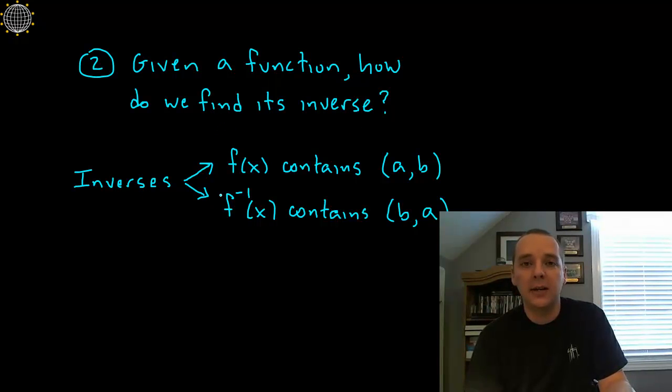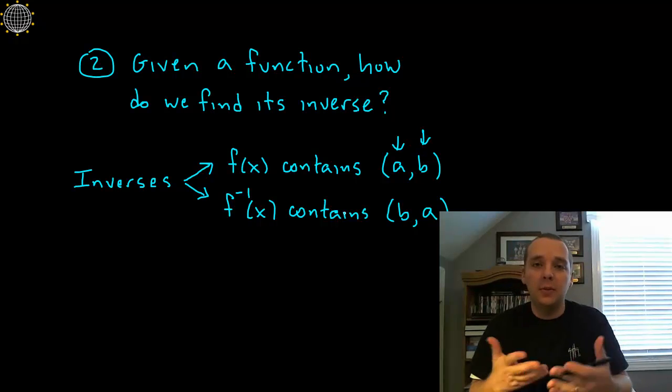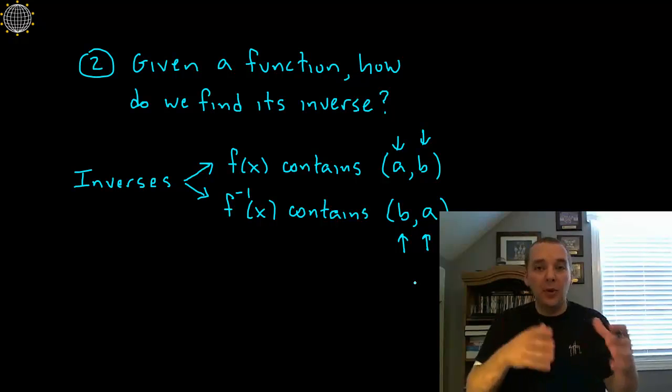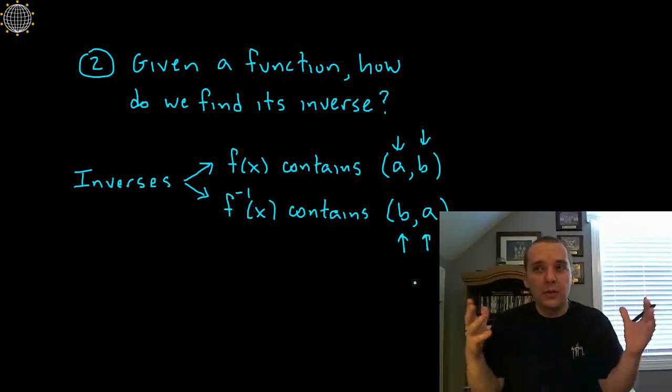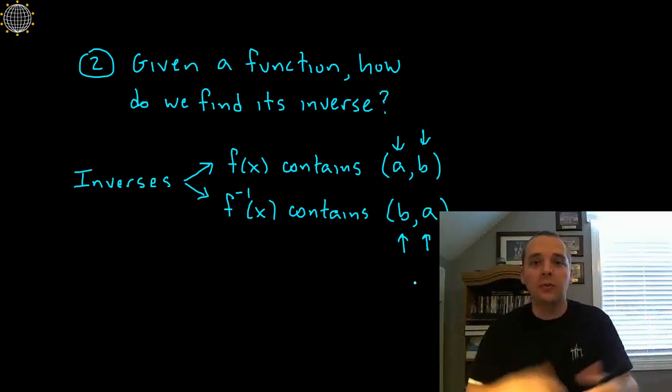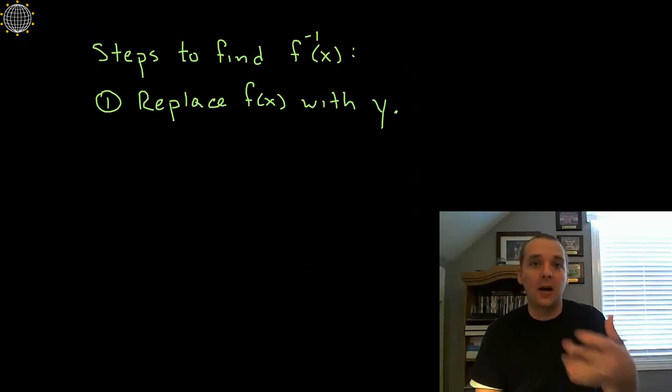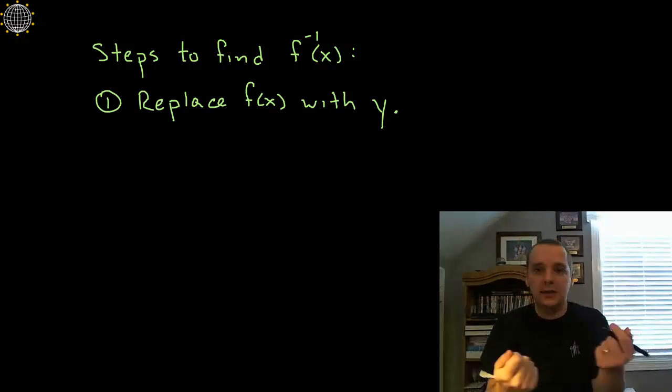Well, it just goes back to that same idea again. If one function contains the point a comma b, then what's going to be the ordered pair for the inverse? It's going to be b comma a. And so if that holds true on a point by point basis, why can't we just do it with variable terms? And so here's a list of steps that are going to help us walk through this concept of switching the x and the y.